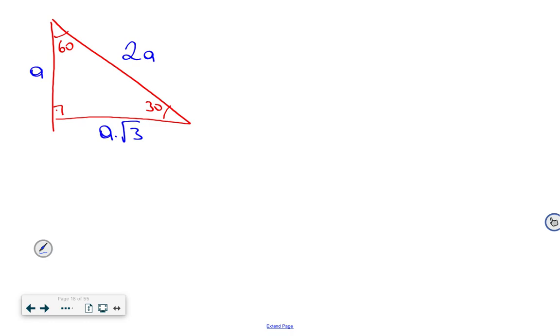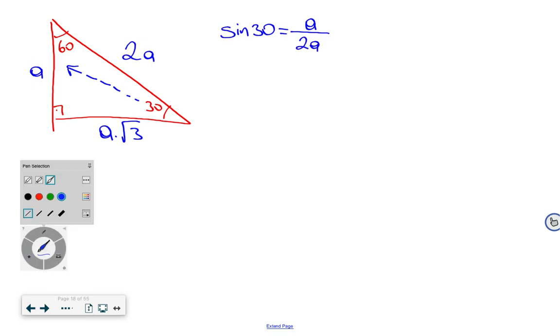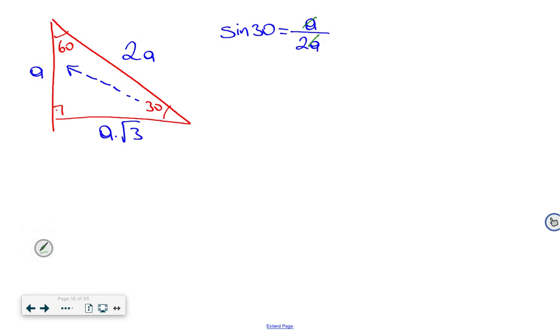Now, I am going to first start with the angle 30, sine 30. Remember that sine function can be calculated opposite over hypotenuse. The length of the opposite of 30 is A over hypotenuse is 2A. When you simplify A, you will find that 1/2 is the trigonometric ratio of sine 30.